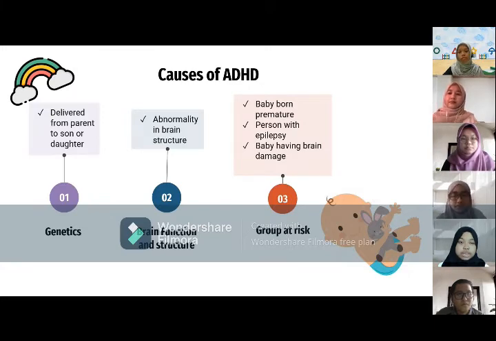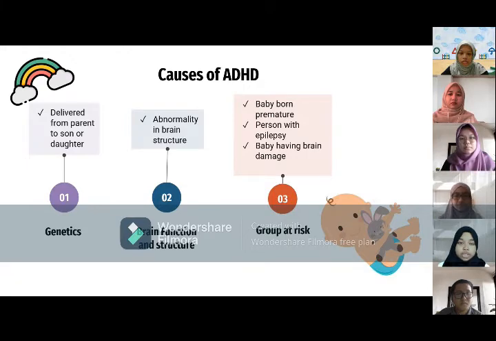Secondly is brain function and structure, which is abnormality in brain structure. In simple terms, the frontal lobe is the part of the brain that helps to do work and complete tasks. Research has found that this part of the brain is smaller in people with ADHD. However, in some cases this is a matter of delayed development, and the frontal lobe in people with ADHD goes to a normal size later.